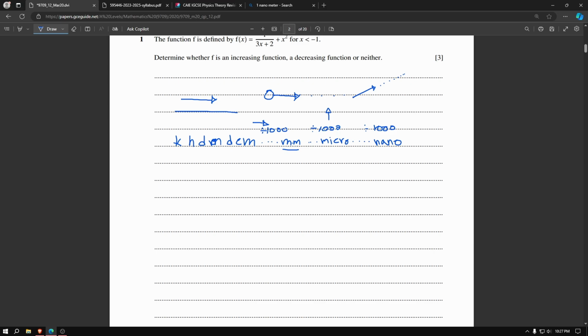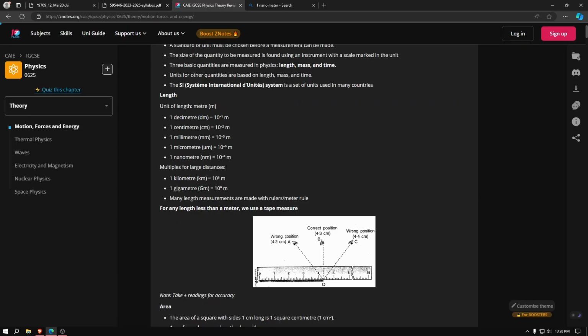If you want to write nanometer in standard form, you can write it as 1 by 1 million. So a nanometer is 1 millionth of 1 millimeter, because divided by 1000, again divided by 1000. This seems a bit abrupt, but it's not that complicated. Here they have written it in standard form.